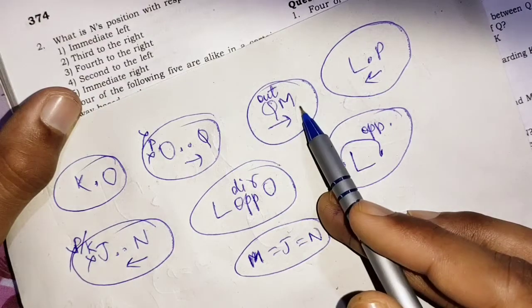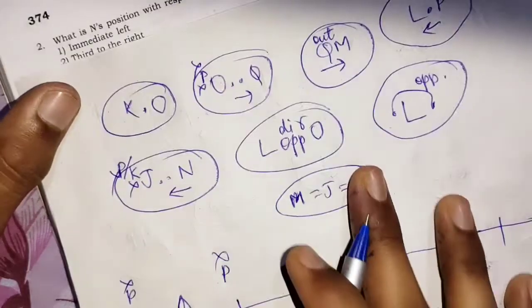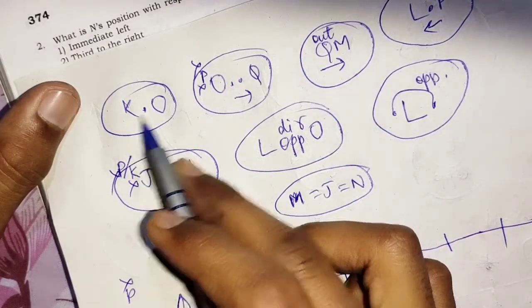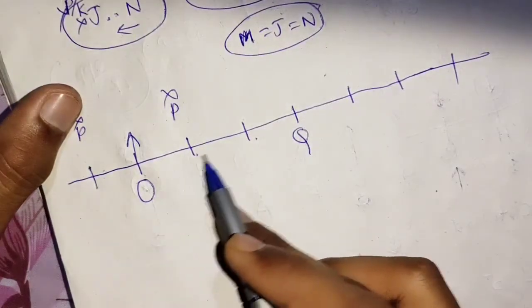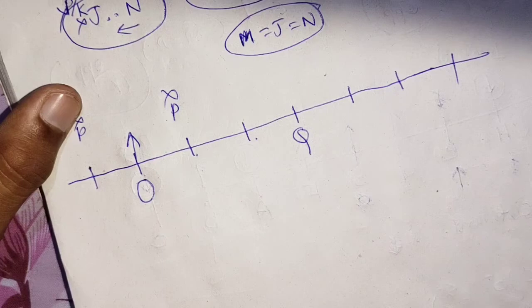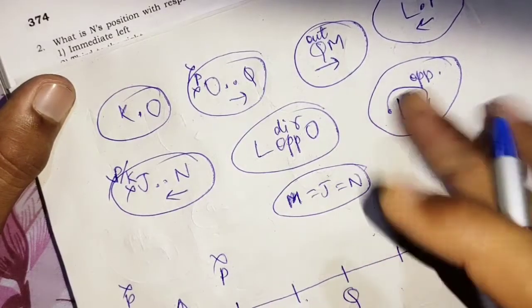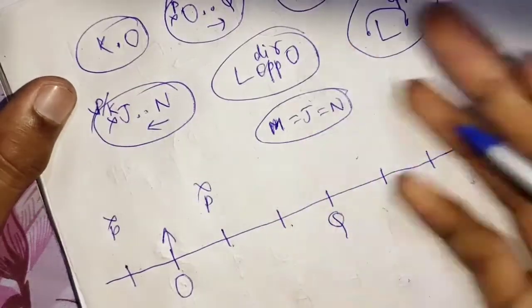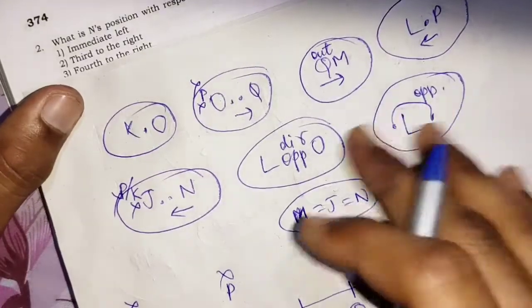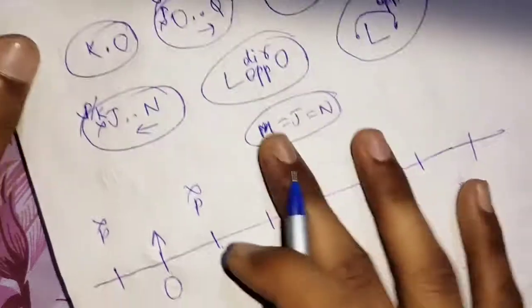M is to the immediate right of Q, and Q is facing outward. So M can be placed here also, and M can be placed here also. And there is a gap of 1 person between K and O. So K can be placed here also, and K can be placed here also. So there are two possibilities, and we will have to check both the possibilities.